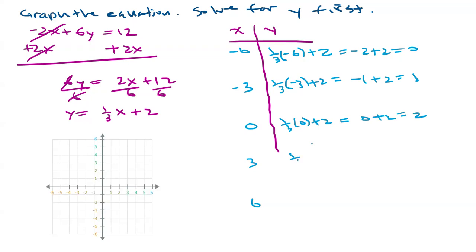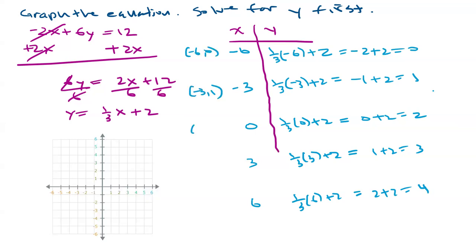And then we have 1/3 times 3 plus 2. So 1/3 times 3 is going to give us 1. So 1 plus 2, which is 3. And then 1/3 times 6 plus 2 is going to give us 2 plus 2, which is equal to 4. Okay, so our coordinates are going to be -6, 0, -3, 1, 0, 2, 3, 3, 6, 4.